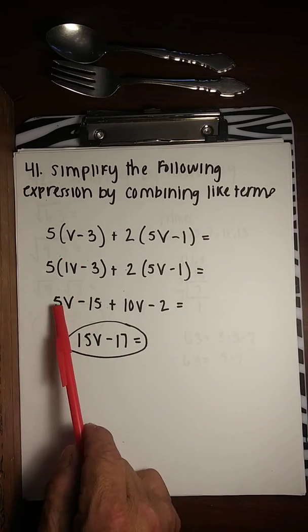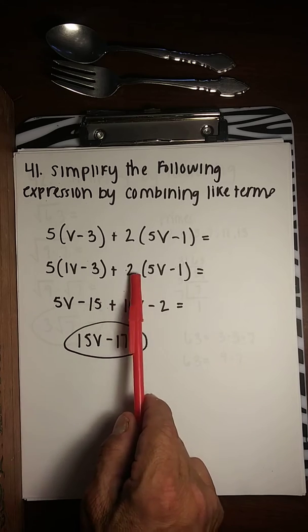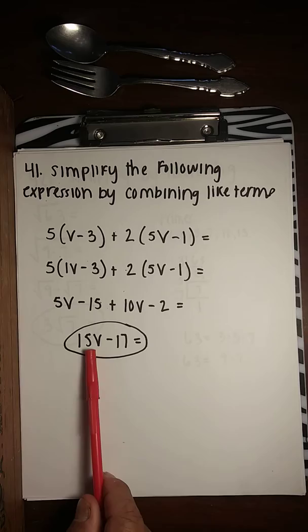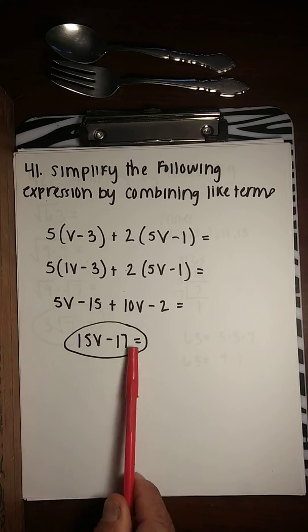5 times 1 is 5v. 5 times 3 is -15. 2 times that is 10. 2 times that is -2. So 5v plus 10v is 15v. -15, -2, -17.